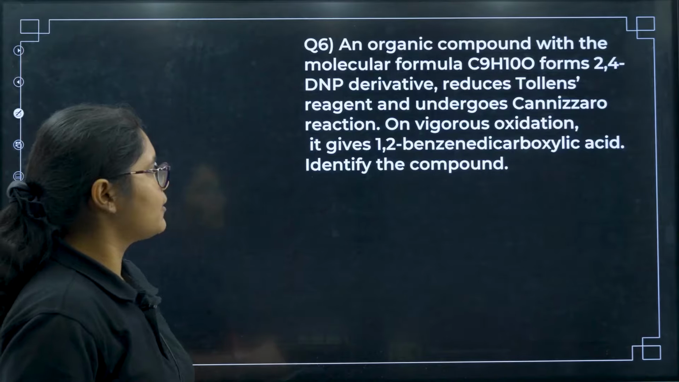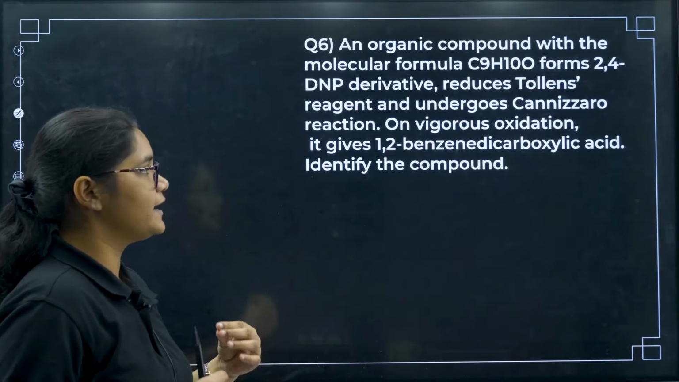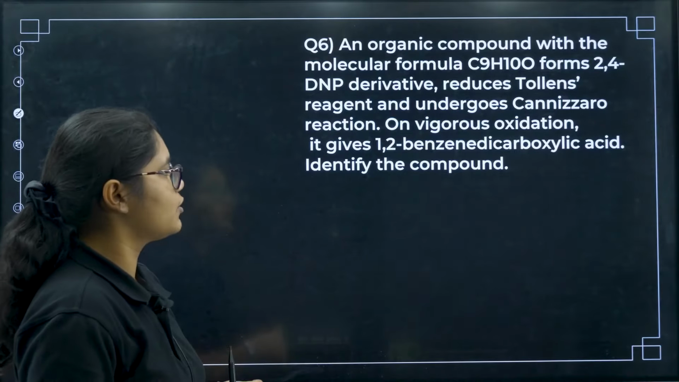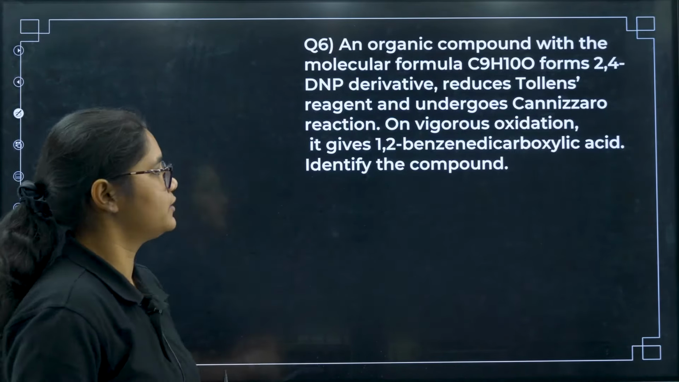Next, an organic compound with molecular formula C9H10O forms 2,4-DNP, reduces the Tollens reagent and undergoes the Cannizzaro reaction.